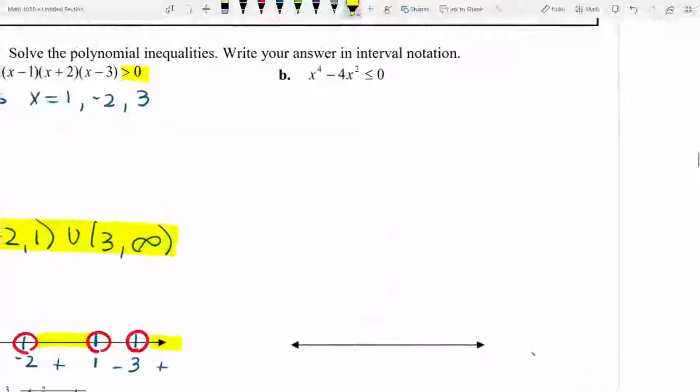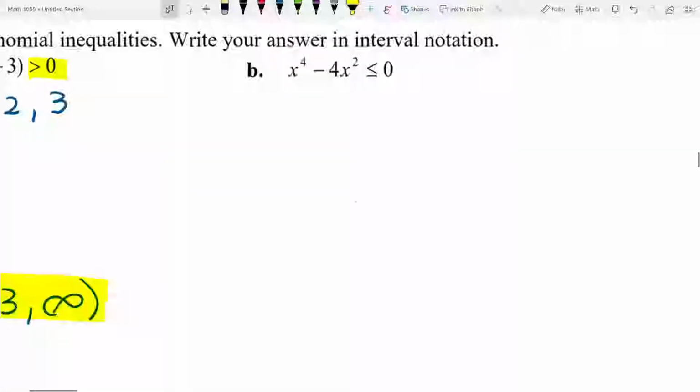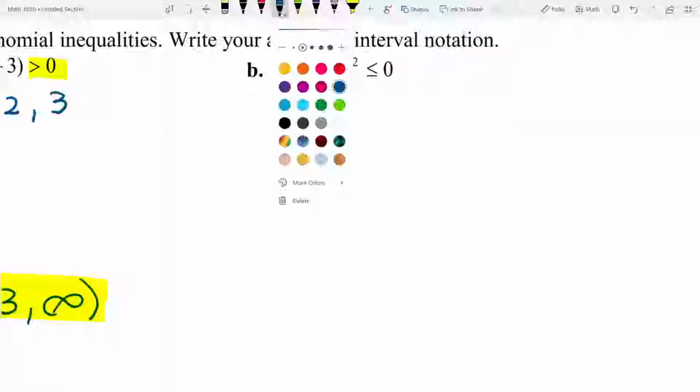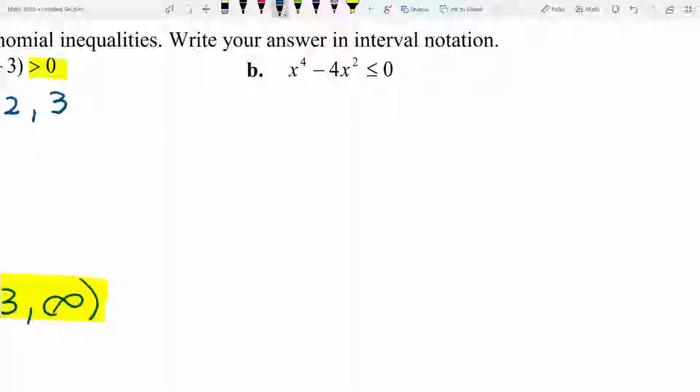Okay, here we go with question B. Step 1. Tell me in general, not for this problem, what is step 1? 0. You can just literally say 0. Okay. Step number 2. Tell me with one word, what is it? Factor. What do I do to factor that guy? Take out an x squared, right? Which is the greatest common factor. If I take out x squared, I'm left with x squared minus 4, like that.